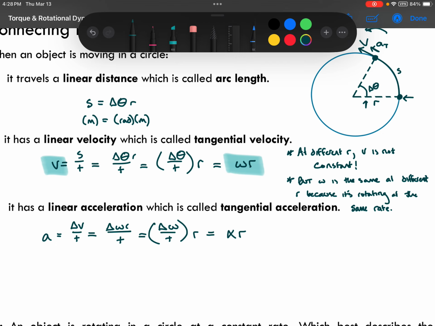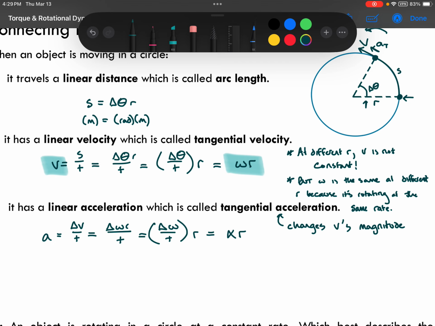So again, the linear acceleration also depends on the radius. We'll mention too, the tangential acceleration changes the tangential velocity's magnitude. Changes v's magnitude. So it could actually be speeding up or slowing down. The rotation could be speeding up or slowing down.